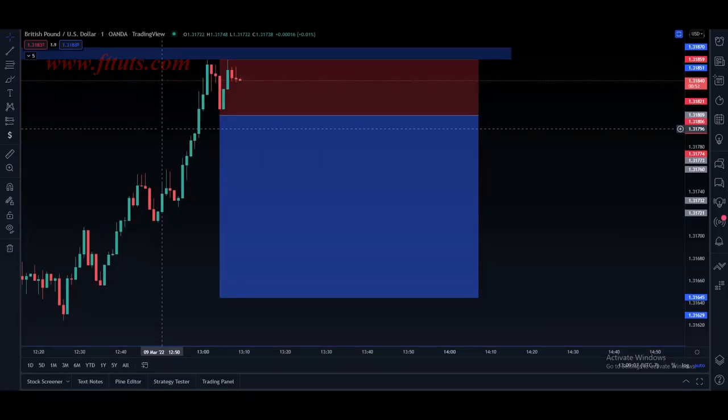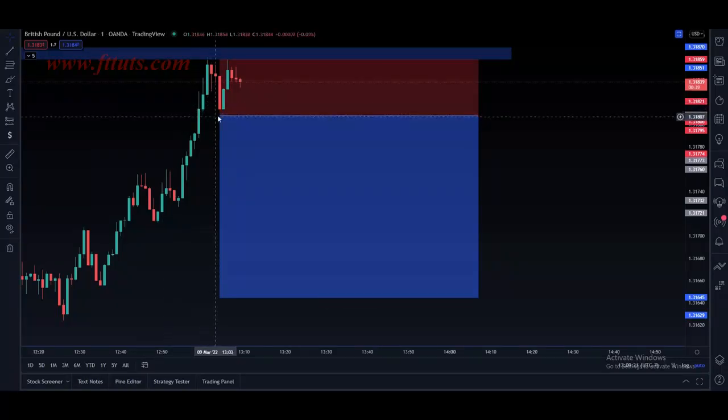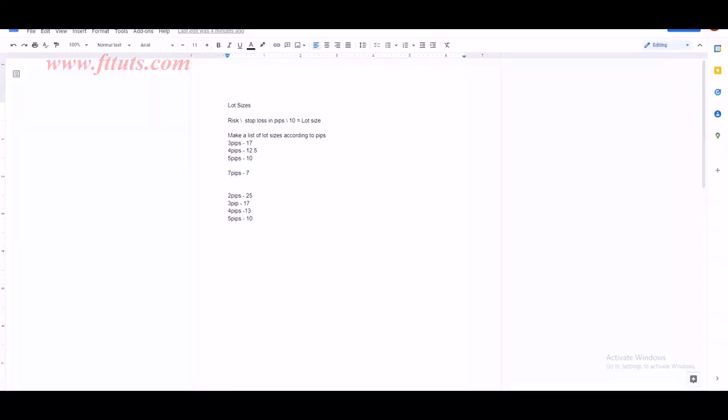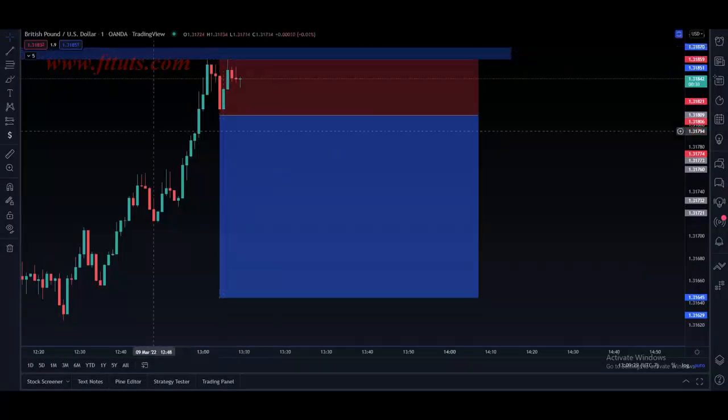So if that is a problem for you and you are really new at this, go ahead and use a small lot size until you become comfortable using the proper lot size, where you have everything figured out. Like, okay, I know where my general entry is. I know where my general stop loss is. Let me go ahead and grab my lot size and throw it in. And what I meant to say is use less risk.